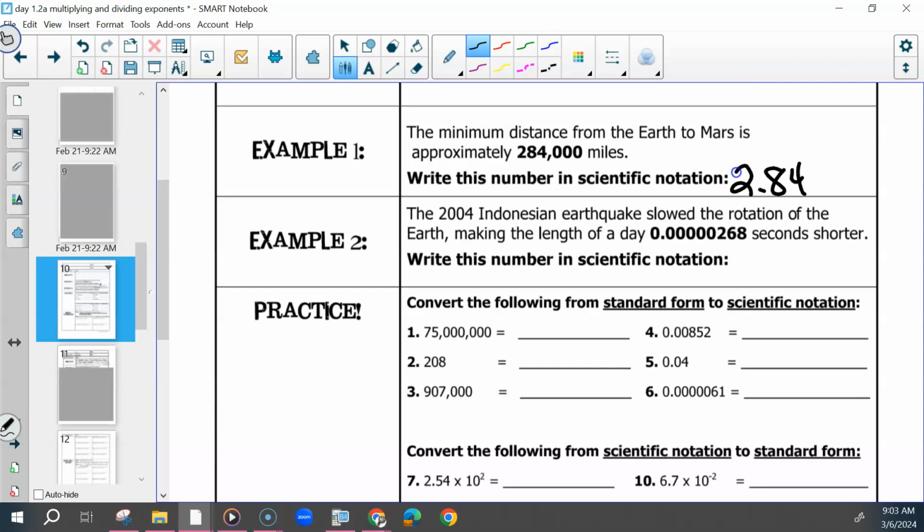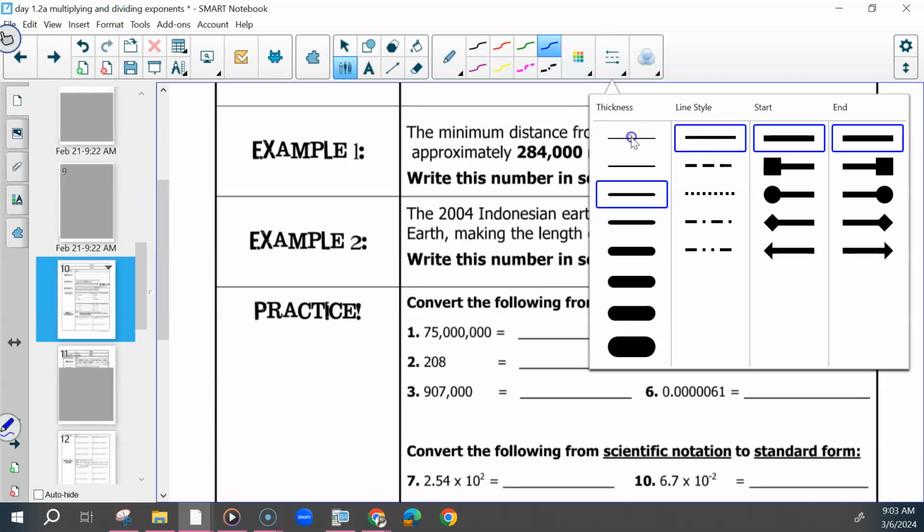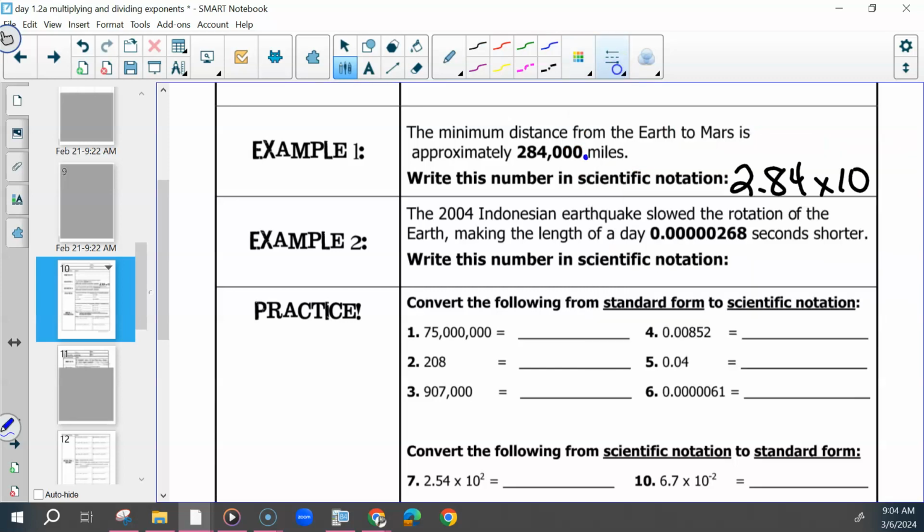2.84 is right, times 10, not to the power of 3. But we're looking at, this is where the decimal place would be, and we're moving it until it's a number between 1 and 10. So that would be 1, 2, 3, 4, 5. So 2.84 times 10 to the 5th.